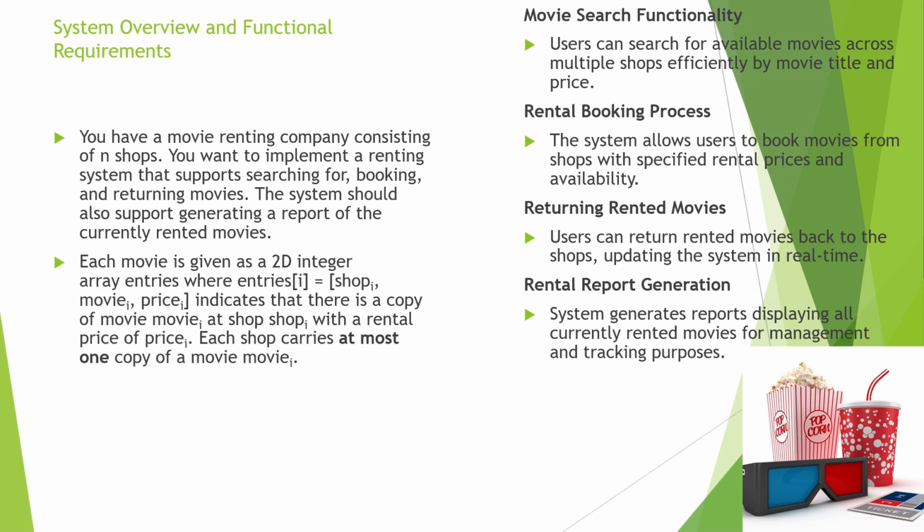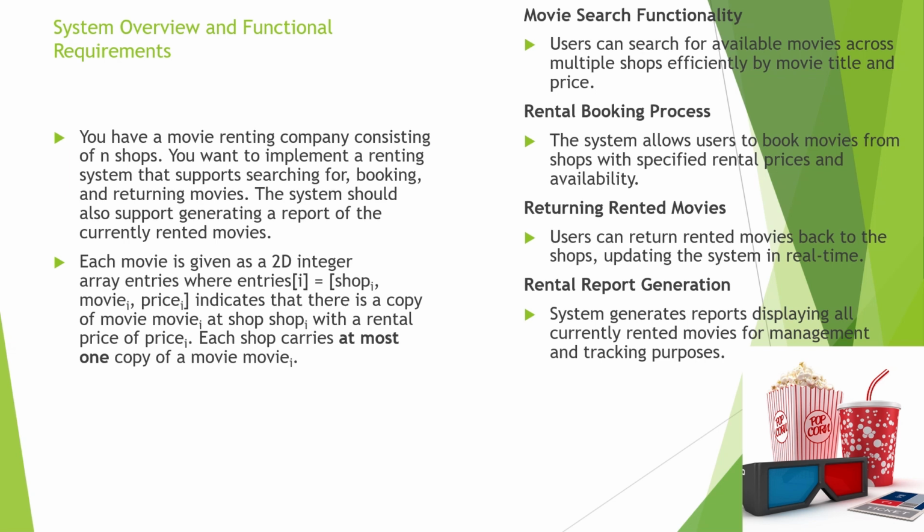So the ask is to implement four functions. Search a movie is the first function, where users can search for available movies across multiple shops efficiently by price, which means you'll be given a movie ID and you have to return the top shops which have an unrented copy of the movie, sorted by price.